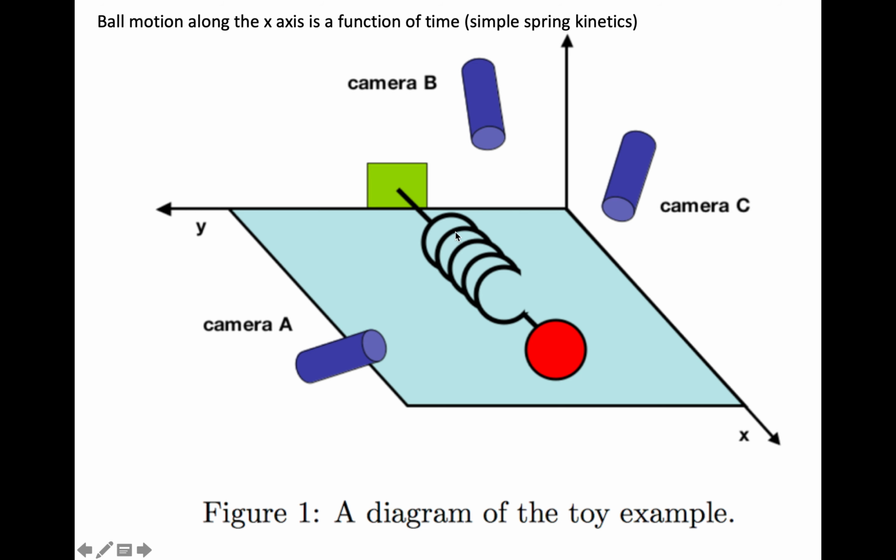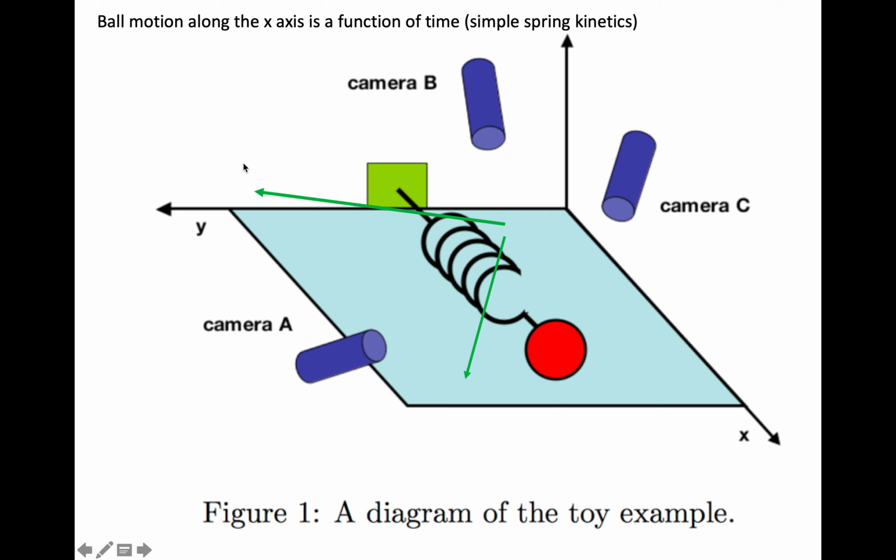Because we have this ball motion, which is a simple spring kinetics, and I can work out the function if I know to look from x. But I haven't looked from x because I don't know where x is. I'm looking from here, from A, B, and C. And from A, B, and C, I'm generating a set of coordinates, right?